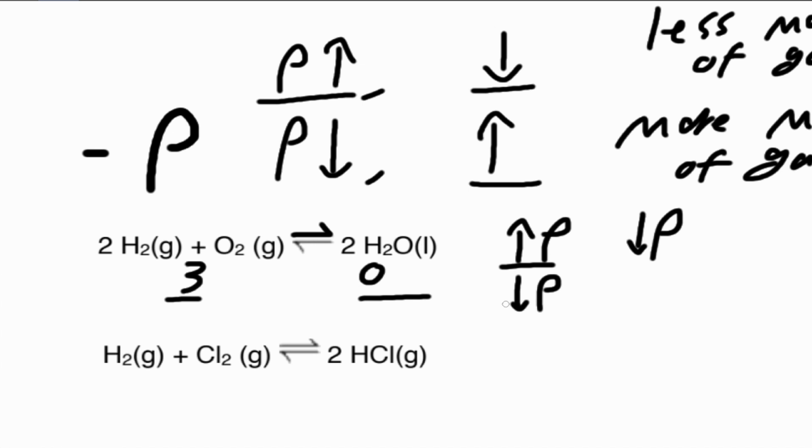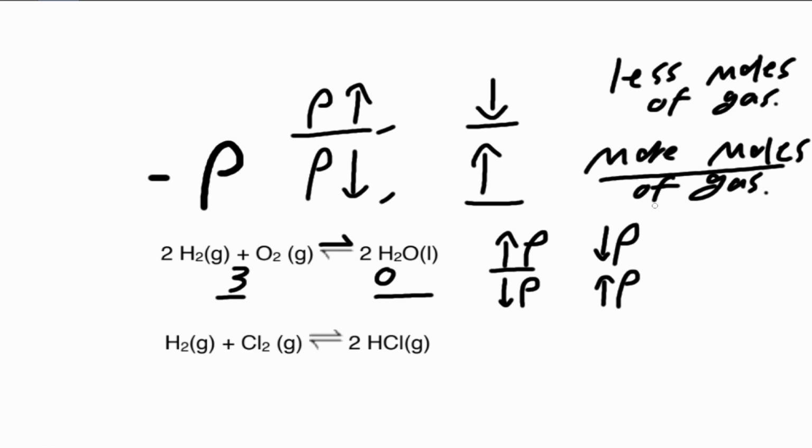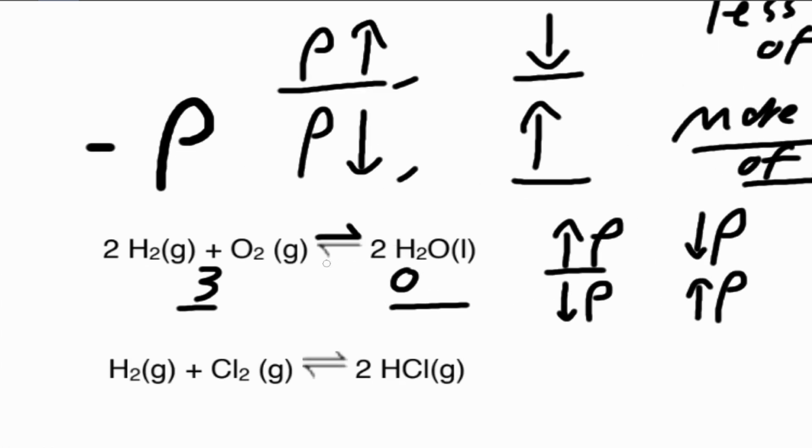However, if the pressure of the system decreases, now this reaction wants to produce more pressure. So in this case, we want more moles of gas. Thus, the reaction is going to shift towards the reactant, where it has more moles of gas.